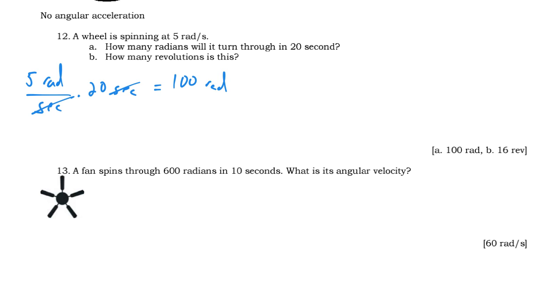How many revolutions is this? Now we'll take our answer and multiply it by the fact that 2 pi rad is equal to 1 revolution. And then you multiply it across the top. 100 times 1 is just 100. Divide by the 2 pi, and you'll get approximately 16 revolutions. Won't be exact because 2 pi is irrational.